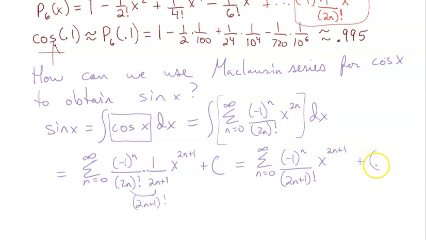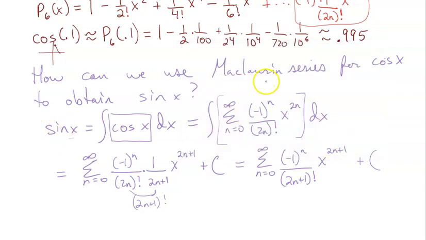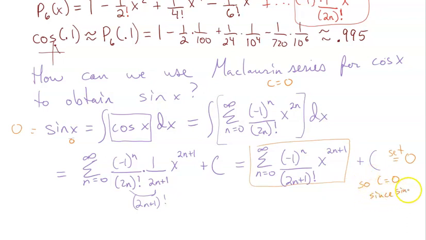And then let's talk about c. Remember, to determine what c is, we evaluate this function, which is sine x, at some easy point, like the center. Well, this is a Maclaurin series, so my center is 0. If I plug 0 in here, sine 0 is 0. And so if I set this equal to 0, I know that this part is going to be 0 plus 0 plus 0, because 0 to a power is 0. And so c equals 0, since sine 0 equals 0. So I can ignore this.